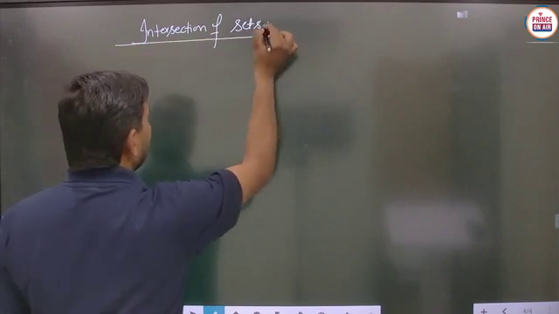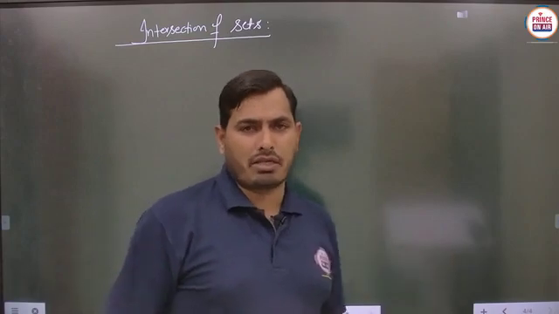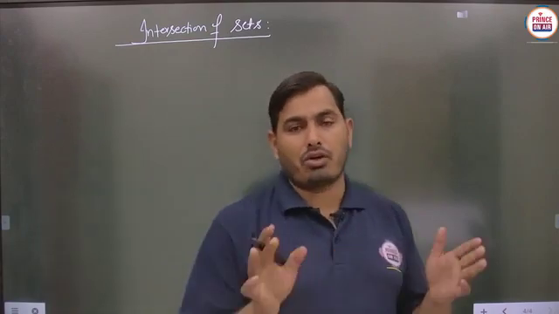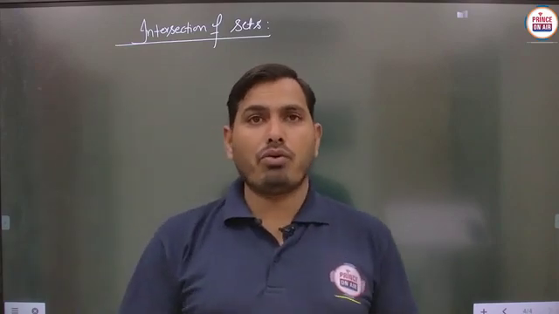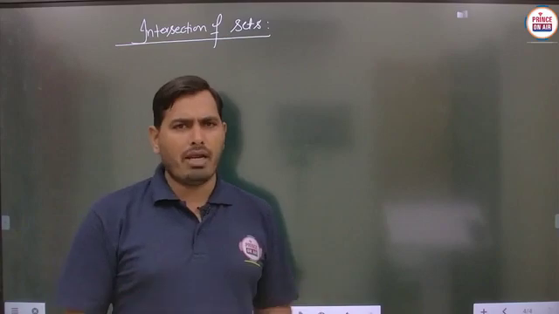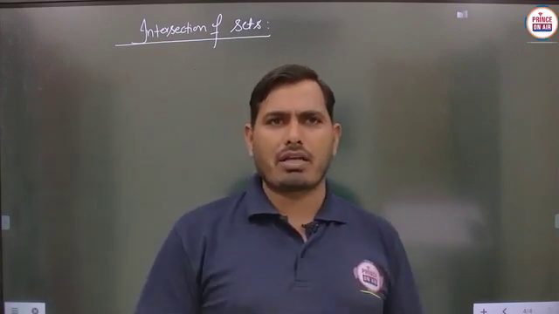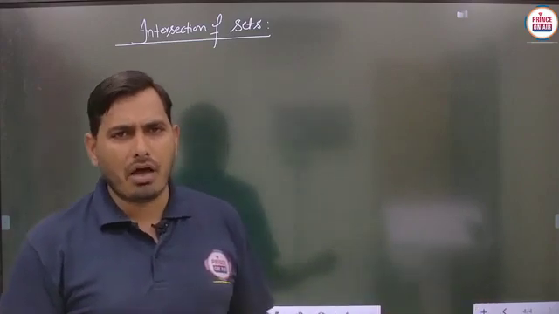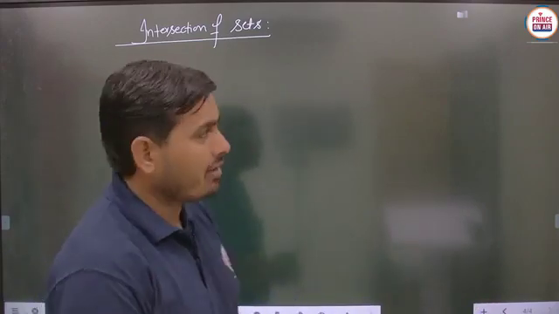So intersection means, students, suppose two sets A and B are given and they are non-empty sets. Then intersection means we have to take only the common elements, the elements that belong to A as well as B. Means the intersection of two sets is defined as the common elements of both the given sets A and B. Is it clear?